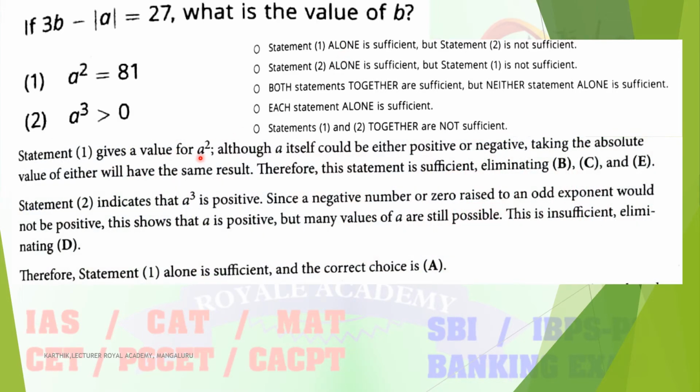First statement: a square is equal to 81. So take the square root of this 81. You will get plus or minus 9 as the answer. So that is the a value.